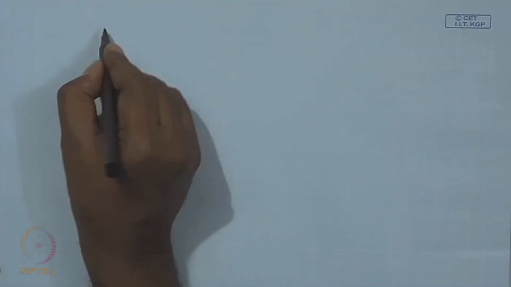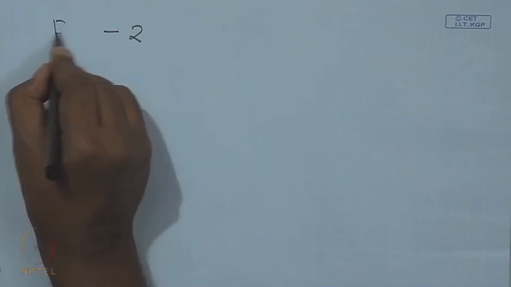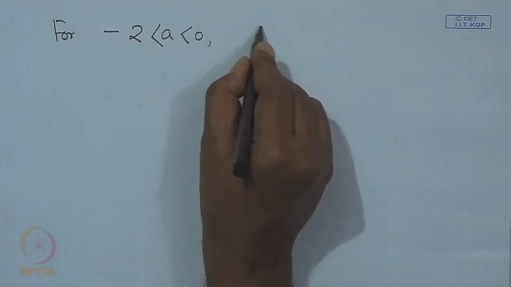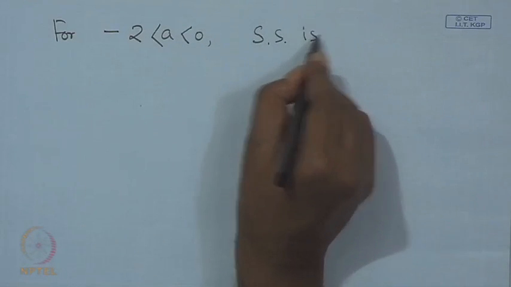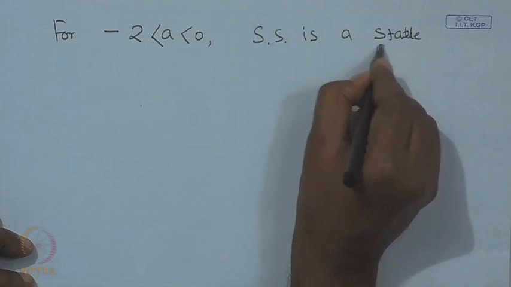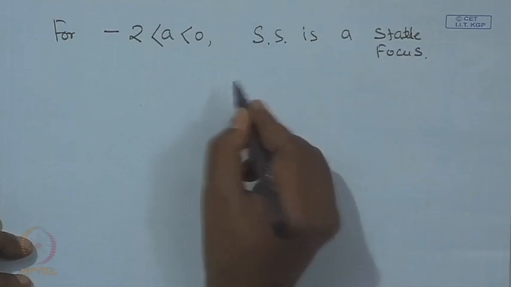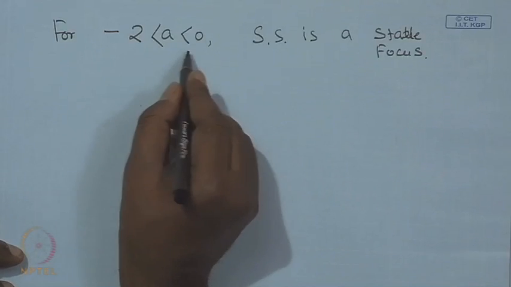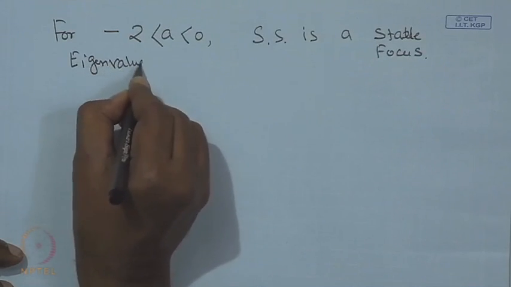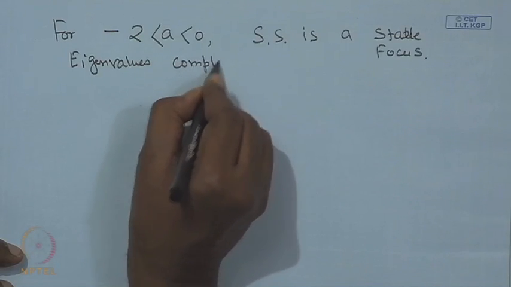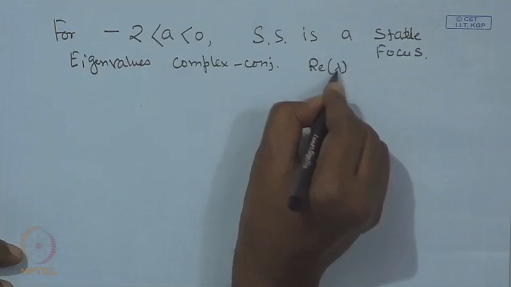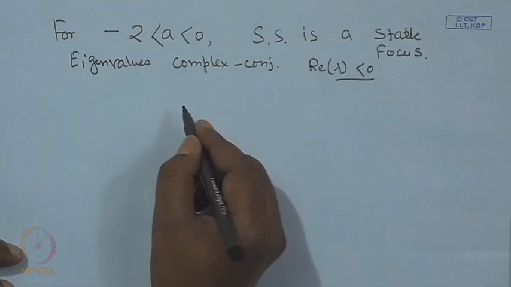So, for A lying between minus 2 and 0, the steady state is a stable focus, because the eigenvalues are imaginary, the eigenvalues are complex conjugate, and the real part of the eigenvalues is negative.